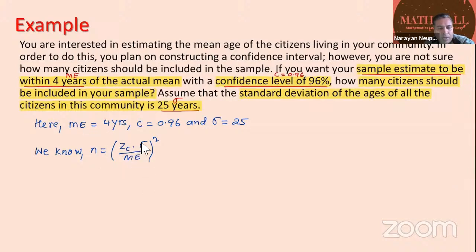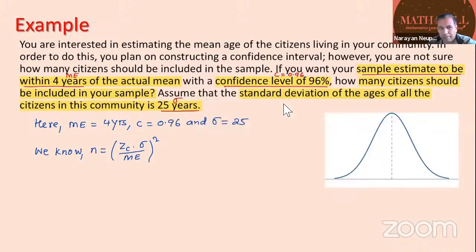If you look at this formula, the margin of error is given, so we can plug that in. For sigma, the standard deviation is 25, which is also given. But z critical, we don't know what that is. So we need to find the z critical at the confidence level 96%. To find the z critical, you have to draw the normal distribution. So let's draw that. Here is my standard normal distribution. You can label it with the mean 0 and standard deviation 1. Along the x-axis, you'll have the z values.